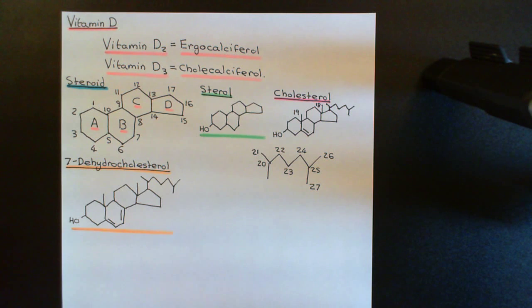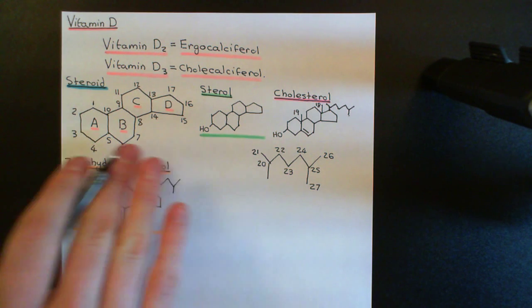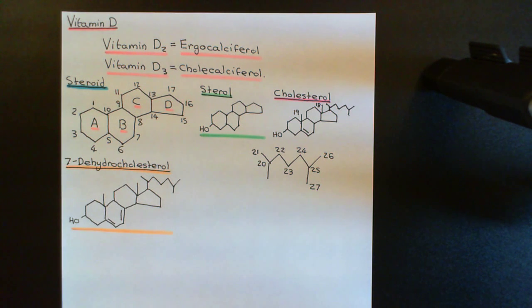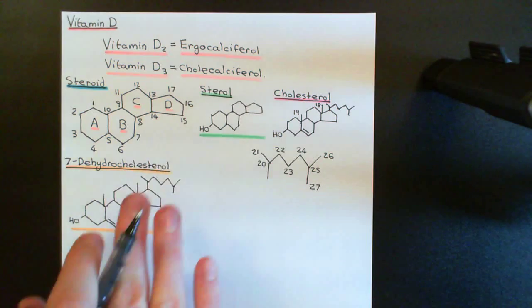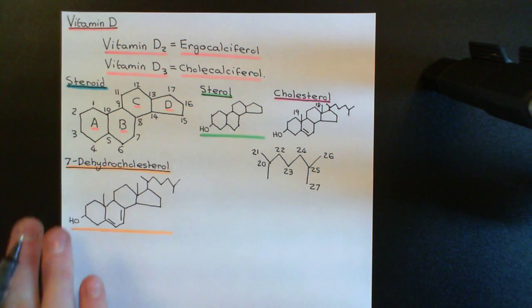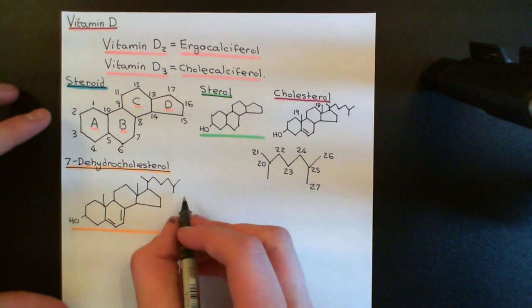So we are now ready to discuss the synthesis of cholecalciferol, so you should be excited, we're about to see the structure of cholecalciferol. So what we're going to have is 7-dehydrocholesterol in the skin, and when this is exposed to ultraviolet light, a reaction can happen that's going to break one of the bonds here, and a few new bonds are going to form, and we're going to end up with cholecalciferol.